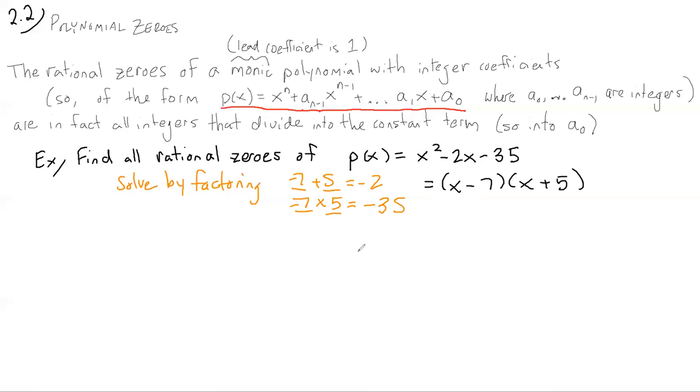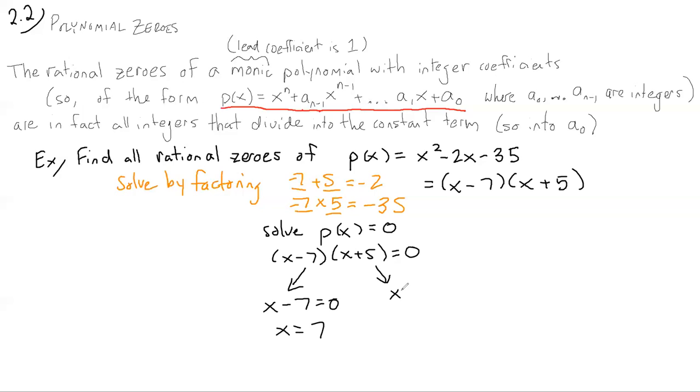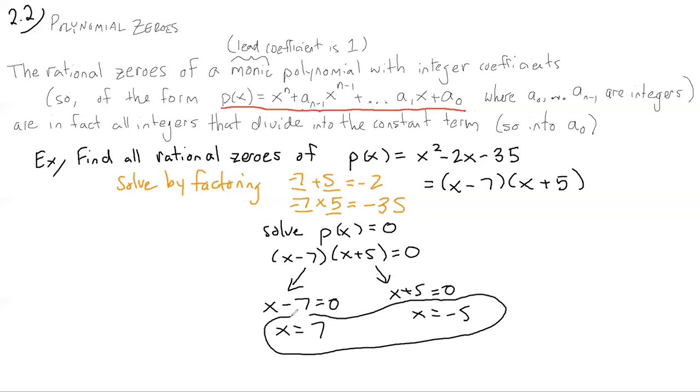And so if we're solving for the zeros, we're basically solving the equation P of x equals 0. Well, that means that x minus 7, x plus 5 equals 0. And then if you remember, what that means, if it's factored like that and it's equal to 0, it means that at least one of the factors must be 0. So either x minus 7 is 0, which means x is 7, or x plus 5 is 0, which means x is -5. So these are our zeros, -5 and 7.